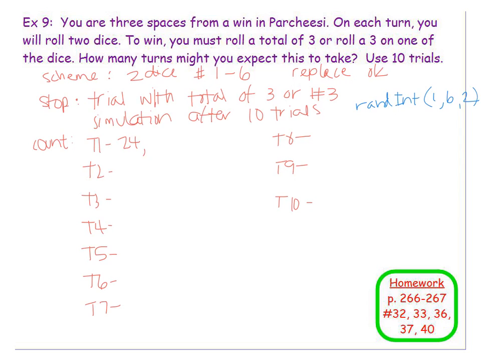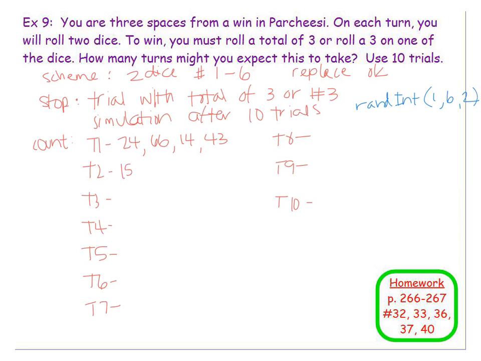So trial 1 is not done. 6 and 6. Those also don't total 3, and they don't have the number 3, so I'm going to hit enter again. 1, 4. Those do not total 3, and those do not have a number 3. 4, 3. There's my number 3. I stop. So it took me a total of 4 turns to finish that trial. So that's the concept. So I'm going to hit enter to start the next one.